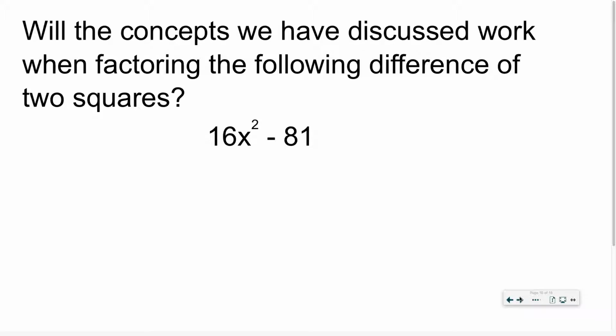So do the concepts work if you have a coefficient with your x squared besides the number 1? What are we looking for to indicate if this is in fact the difference of two squares? Negative 1. Okay, so it has to have subtraction. Good, this does. What else would have to be, Patrick? The terms have to be perfect squares. Both terms would have to be perfect squares. Are both terms here perfect squares? The 16x squared, is that a perfect square? Yeah. Is 81 a perfect square? Yeah, 81 is. We're dealing with the difference of perfect squares.